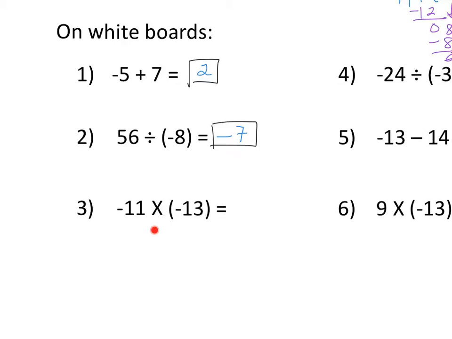Number 3, we're multiplying. So we're going to count negatives. So we've got 1, 2 negatives. These two are going to pair up and make a positive. So I'm not going to put a sign over here. 11 times 13 is 143. So your answer is positive 143.